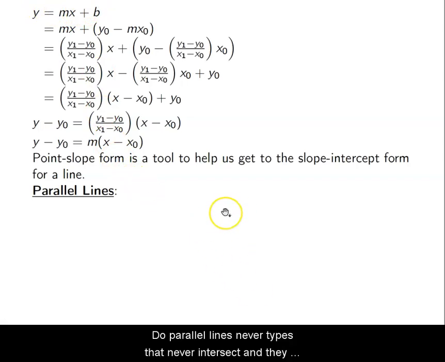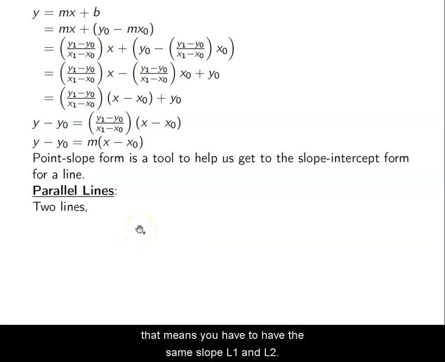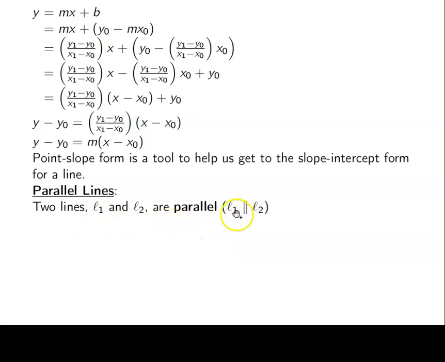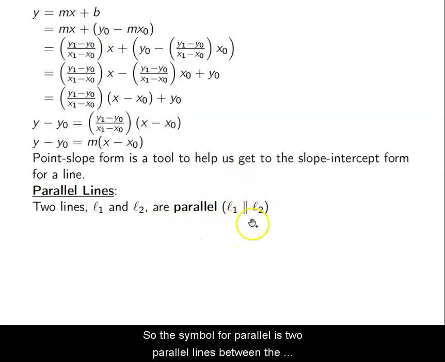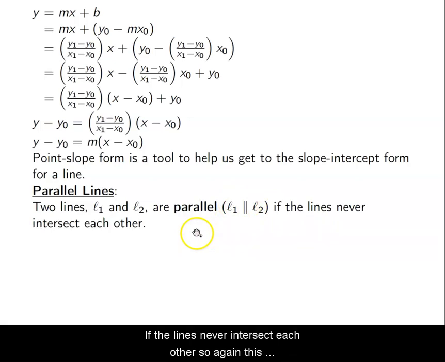Parallel lines never touch, they never intersect, and they do not overlap. So in order for two lines to go forever in the positive and negative direction and never touch each other, that means they have to increase or decrease at the same rate. So in order to increase or decrease at the same rate, you have to have the same slope, okay? Because the slope is your rate of increase. So two lines, which we'll call L1 and L2, are parallel. The symbol for parallel is two parallel lines between the names of your lines, okay? If the lines never intersect each other.